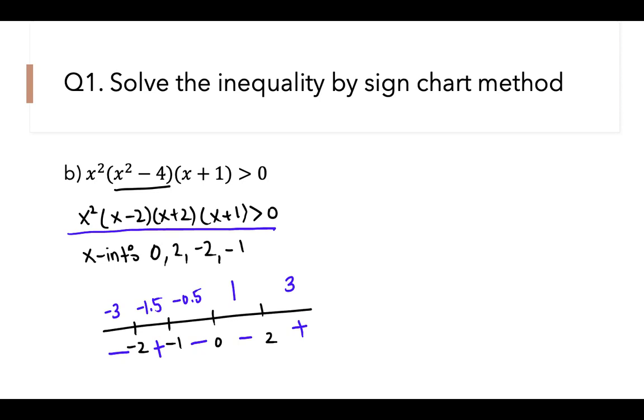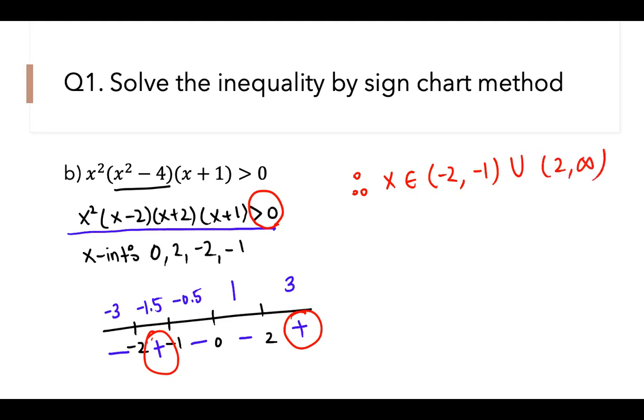Okay, so after you figured it all out, now the final step is figuring out which interval is going to give me greater than 0, meaning it's going to be positive. If it's less than 0, that means you have to figure out the interval that will give you a negative sign. So in this case, positive and positive. So therefore, it looks like my interval is in between -2 and -1, union 2 comma infinity.